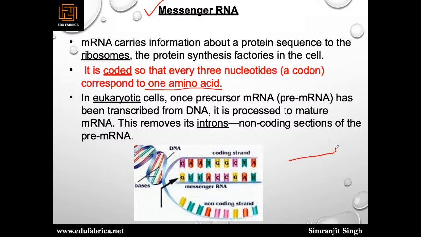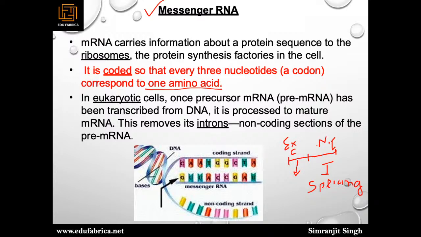So within this mRNA, they have coding sections and non-coding sections. So the processing role is actually to remove the non-coding sections. These non-coding parts, that is your introns, will be removed, and mainly your exons remain, in what is called splicing. During the splicing step, only the exons, which are coding regions, will go further.